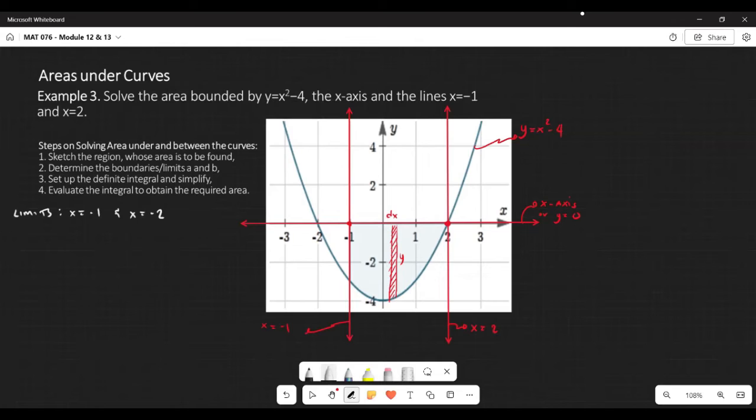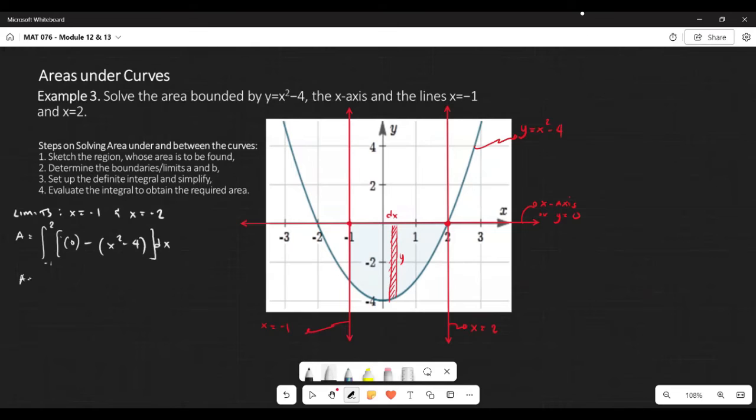Okay? So next is we set up the definite integral. A is equal to, since naka-vertical strip tayo, ang gagamitin natin ulit is y upper, o yung y upper natin is yung ating x-axis or just simply equal to 0 kasi y is equal to 0, di ba? Minus, yung lower natin is itong ating mismong parabola o yung ating x squared minus 4 dx. Okay? So, set up natin yung limits from -1 to +2.